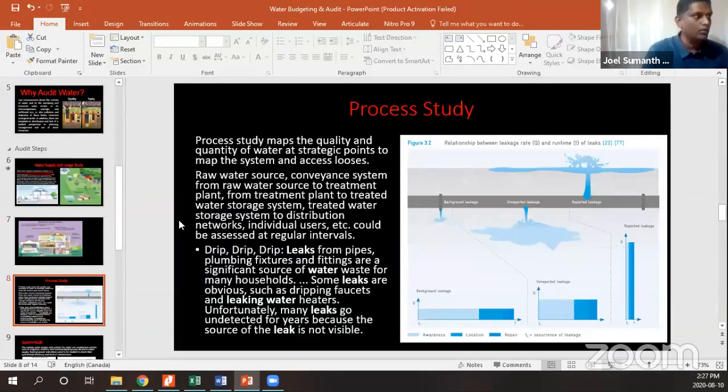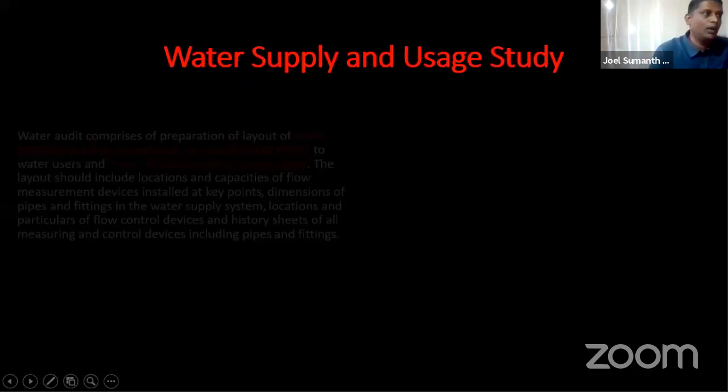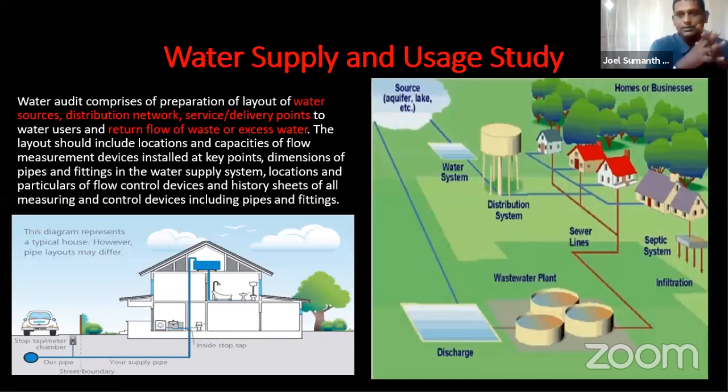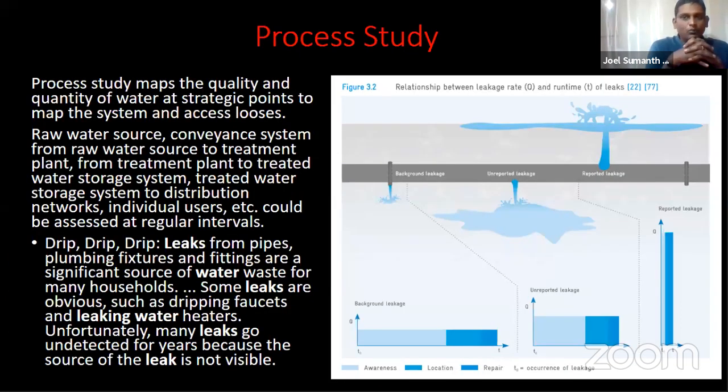Okay. So we have seen what is the supply and usage system. Now, next we are going to see what is the process study. What do you mean by a water process? Process study maps the quality and quantity of water at strategic points. So, what does that mean?